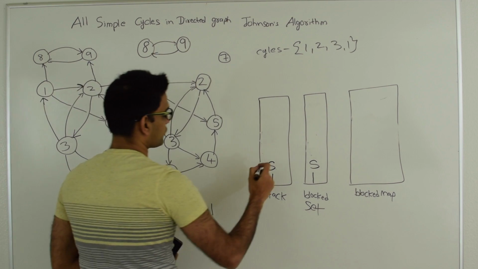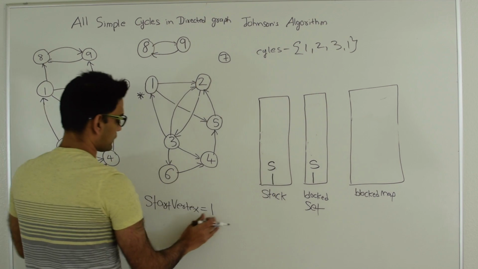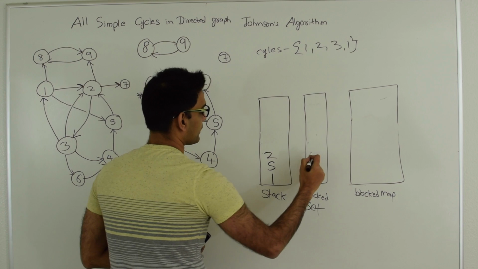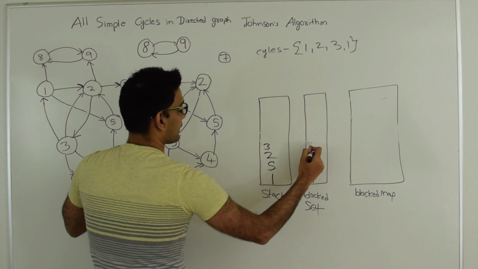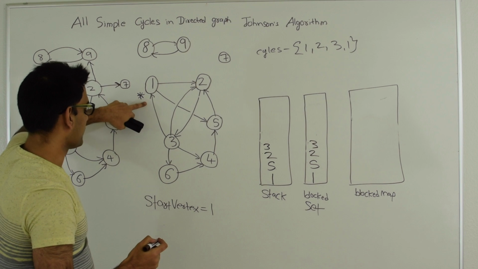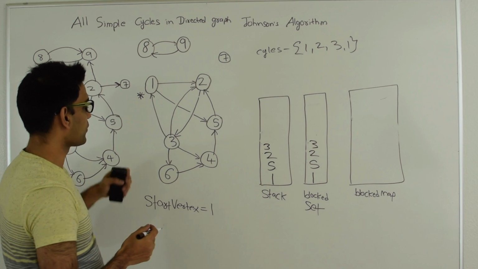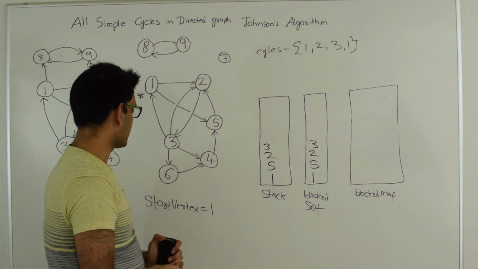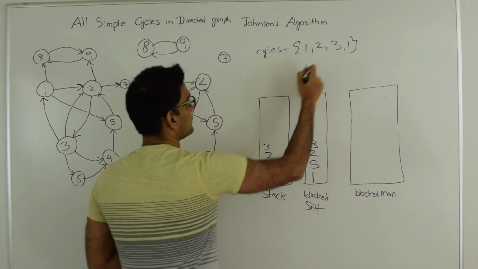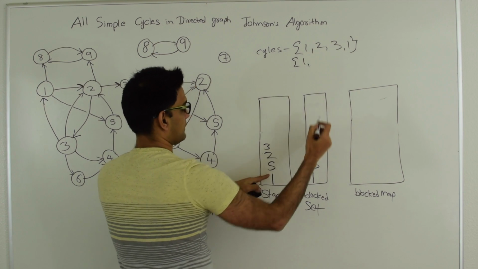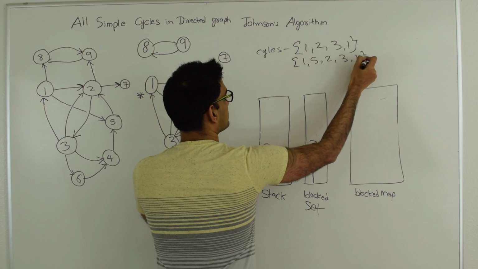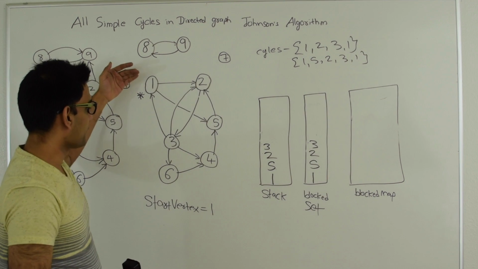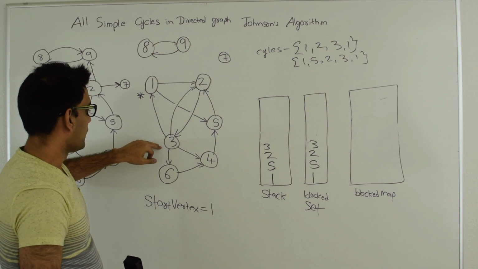So neighbor of 5 is 2, and 2 is not part of the stack, and 2 is not the same as the start vertex, so we add 2 here, 2 here. And then neighbor of 2 is 3, so 3 and 3, and one neighbor of 3 is 1. It means that we found a cycle, and the contents of the cycle will be this: 1, 5, 2, 3, 1. So we found a cycle here. So now we explore other neighbors of 3.